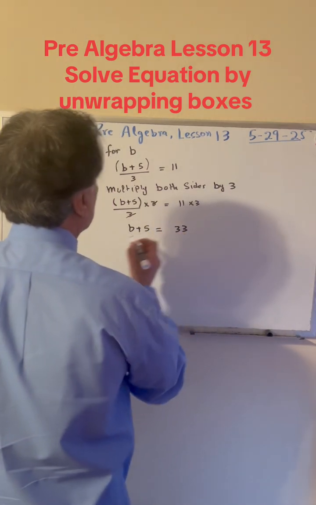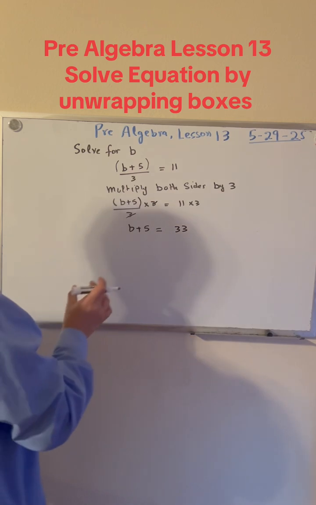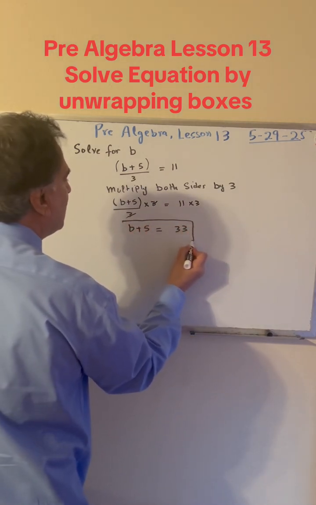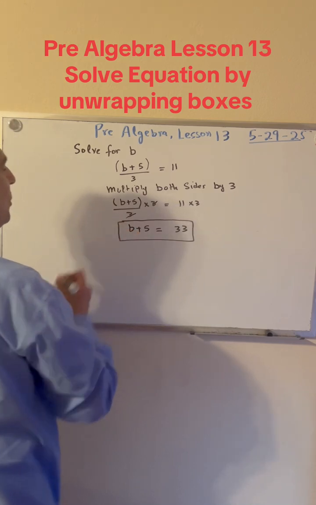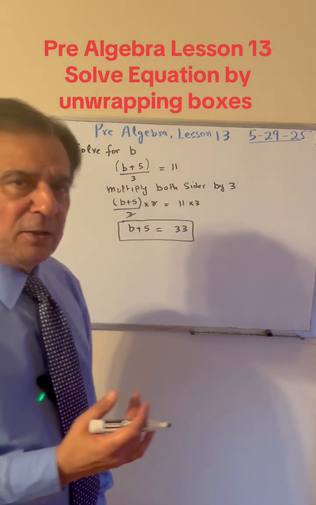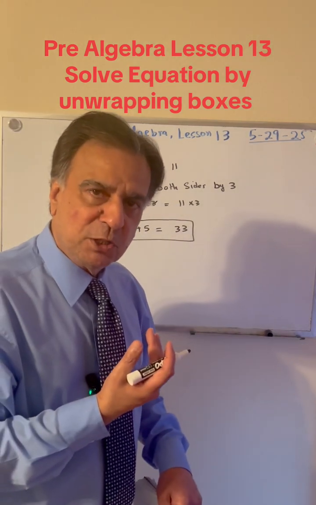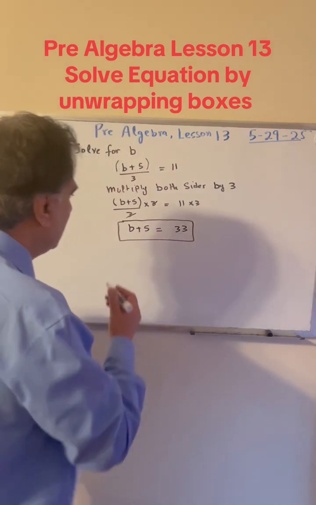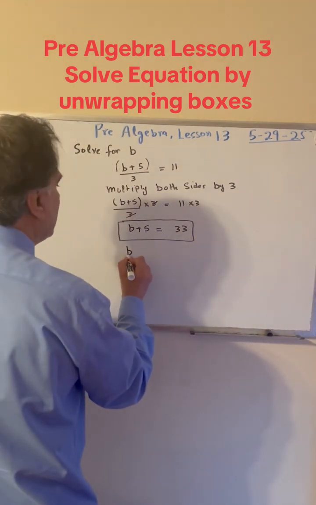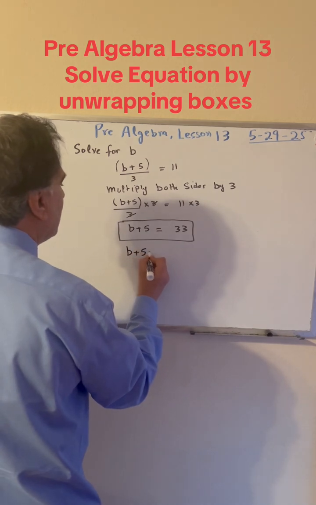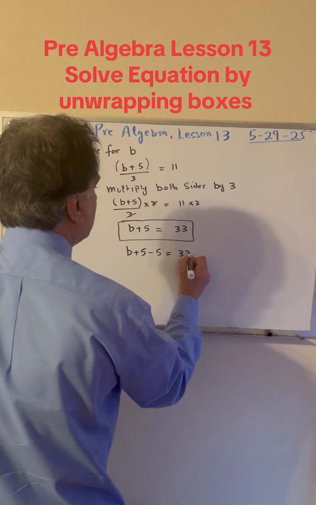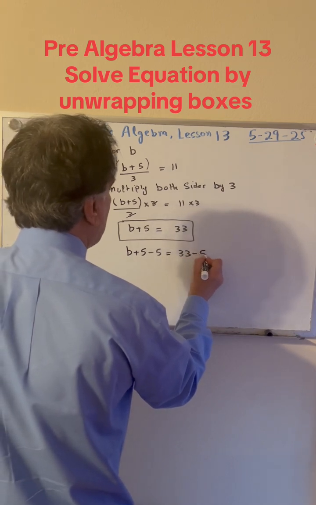Now we have unwrapped the big box. Now we got this box right here, so we have to unwrap this box now. In order to isolate b on the left hand side of the equation, I must subtract 5 from both sides. So b plus 5 minus 5 is equal to 33 minus 5.